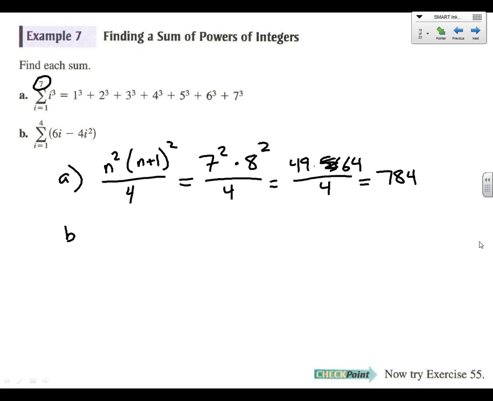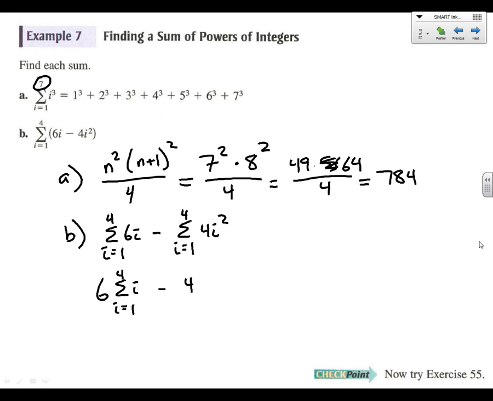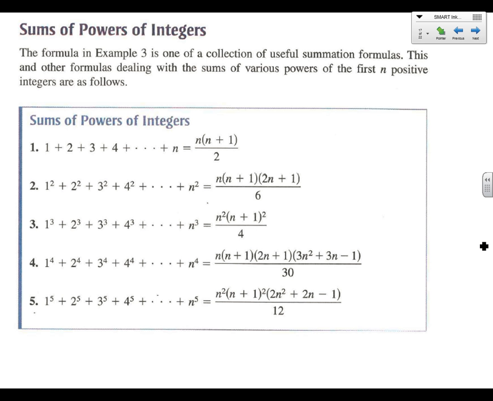Second problem. Okay, so we have a couple of formulas from a couple chapters ago where we can split these summations up. This is going to be the sum of i equals 1 to 4 of 6i minus the sum of 1 to 4 of 4i squared. And we also have a formula that says the 6 gets to come out in front. And this is very helpful because we have a formula for i. The 4 comes out in front. And we have a formula for i squared as well. The formula for i is n plus 1 over 2.